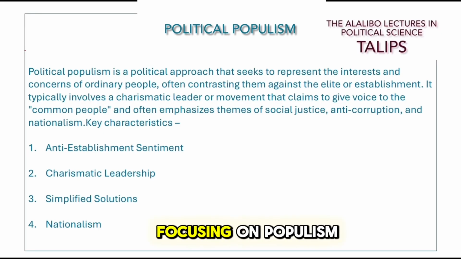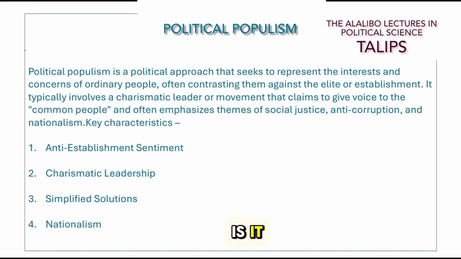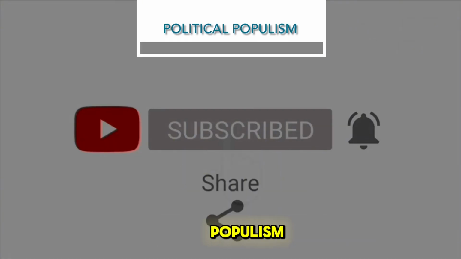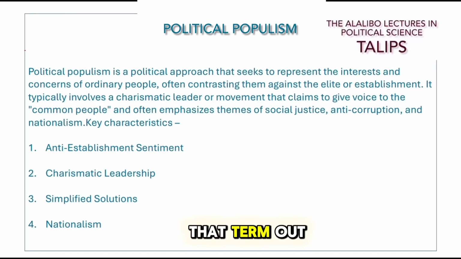Today we are focusing on political populism. What is it? How does that factor into the spectrum of governance? And what is the impact it has on governance itself? Most importantly, students, what is the meaning of political populism? When you hear that term out there, what comes to mind? What does it mean? And how does it factor into the equation?